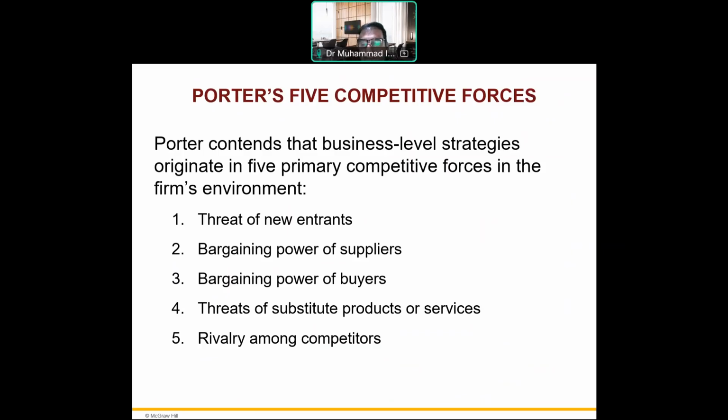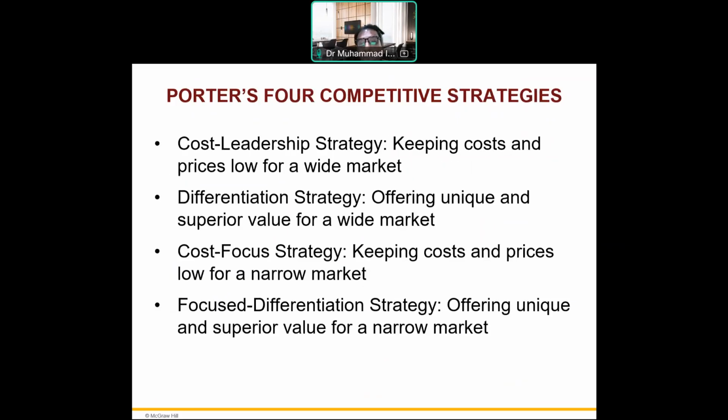Okay, let's move to the second one. This is also Porter, the same author. The business level strategy, my dear students, is divided into three types: cost leadership, differentiation strategy, and focus strategy. Cost leadership means keeping cost and price low for a wide market. This is a good strategy, like Chinese products; most Chinese products follow it. Differentiation strategy is like American products. They provide quality, and if you provide quality, your product will be costly. It means offering unique and superior value for the wide market.